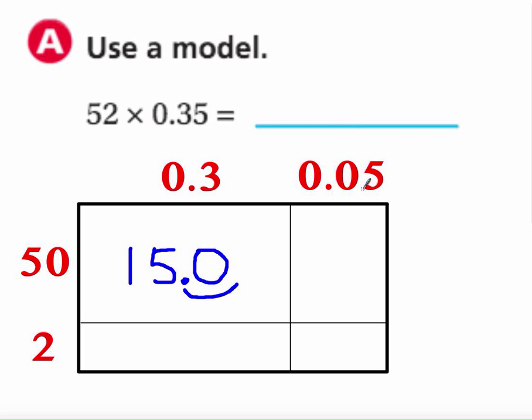The next box over says 50 times 500ths. Now remember, we're going to ignore the decimal when we're multiplying. So this is really just 50 times 5. What's 50 times 5? 250. Good.